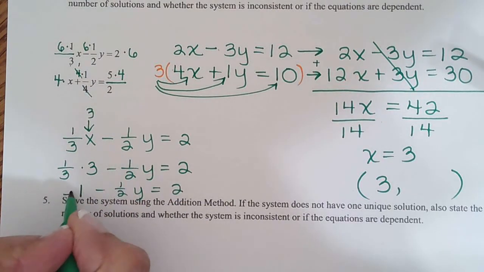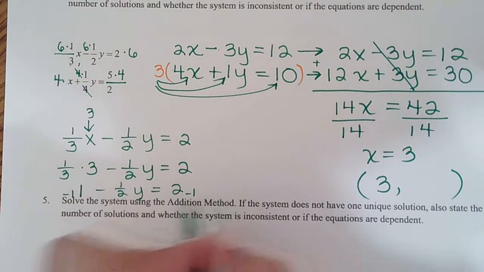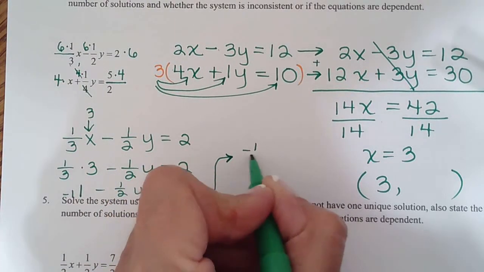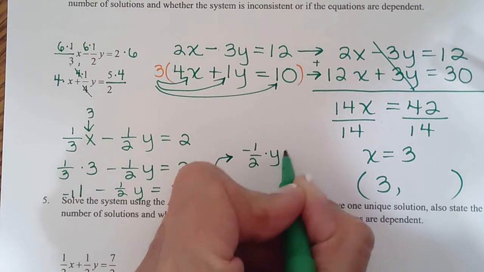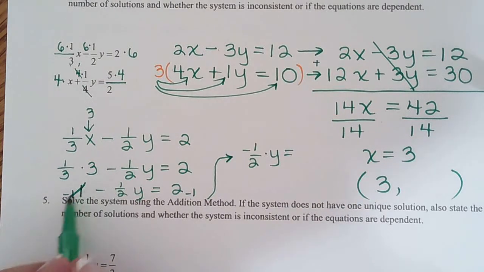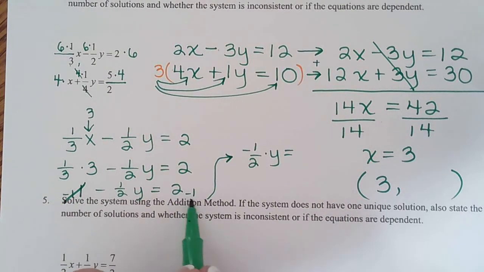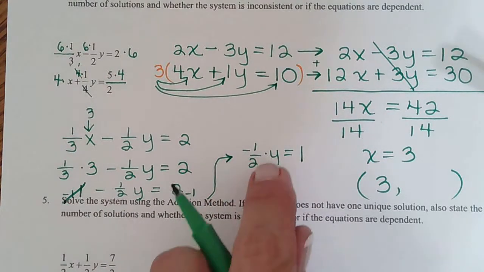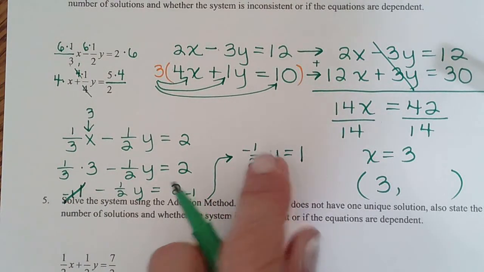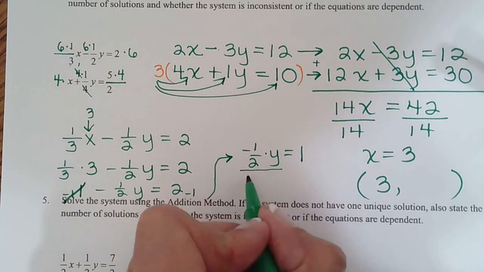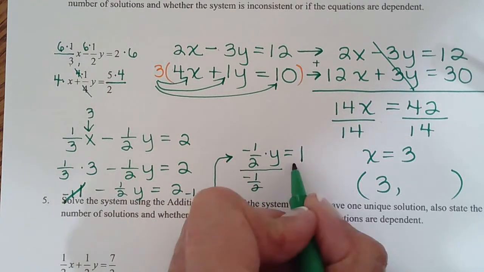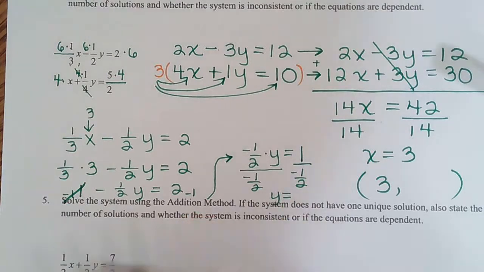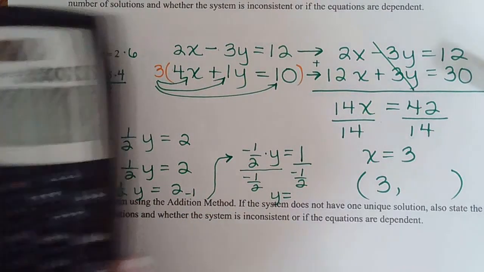So subtract 1, subtract 1. So I get negative 1/2 y equals, when I subtracted 1, that's gone, and 2 minus 1 is 1. So now I have to do the opposite. The opposite of times negative 1/2 is divide by negative 1/2. And don't worry about it, you're doing it on the calculator, so we don't care how ugly it gets.